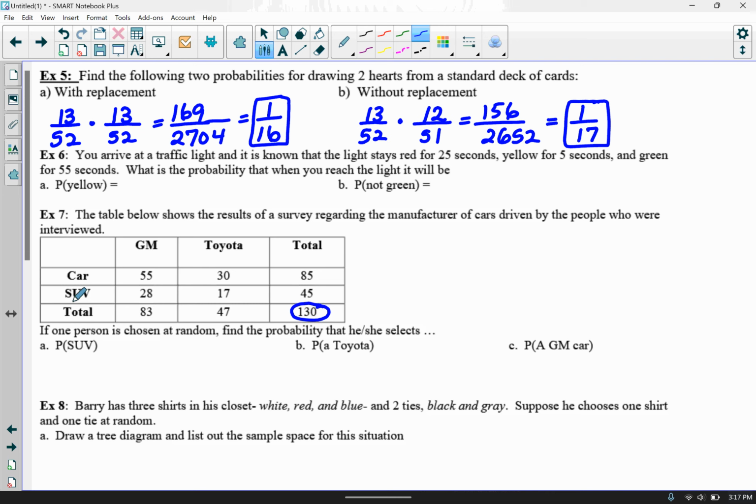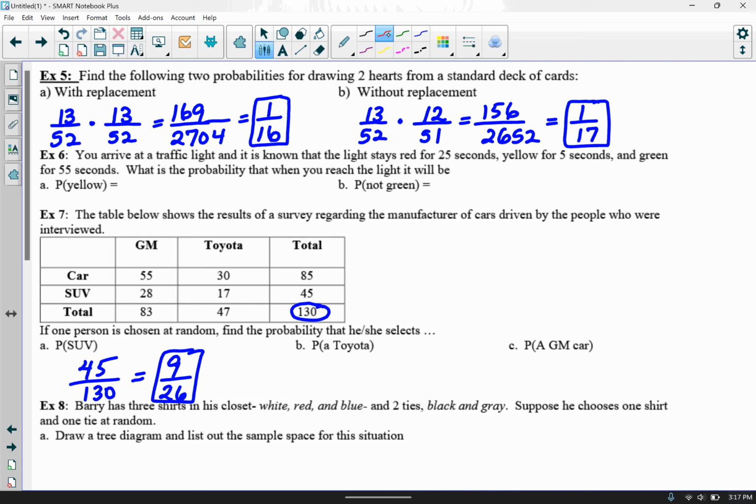So here's my SUV row, follow it over. The total number of people that chose an SUV, that'd be 45, out of the total number of people that were surveyed, 130. So 45 out of 130. That can be reduced. Hopefully you can divide them both by 5. So that'll get me 9/26. Final answer.